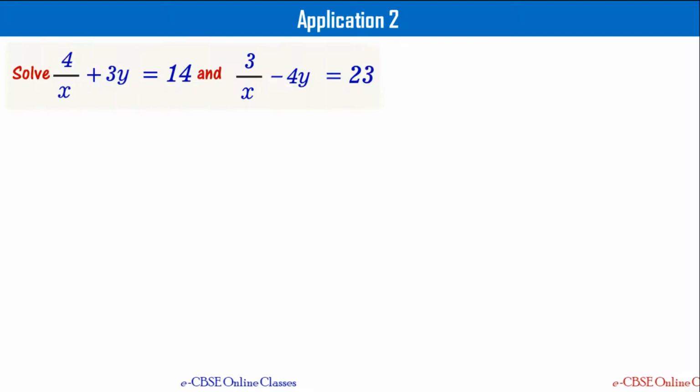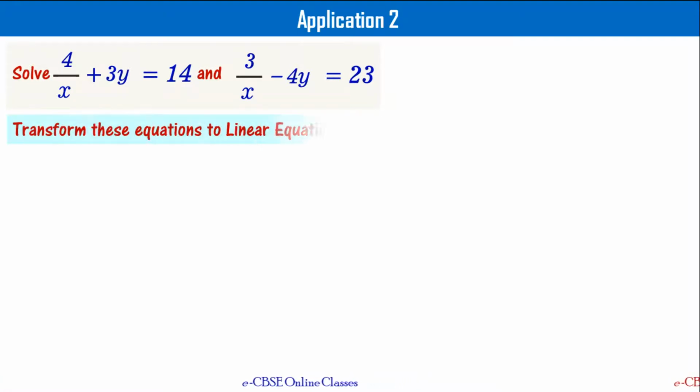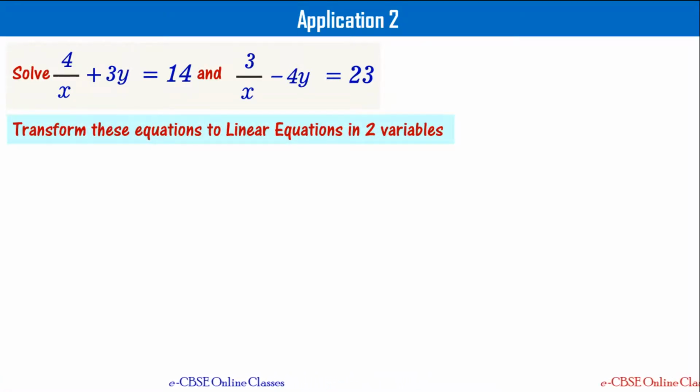Let's take a look at another application problem now based on this concept. Solve 4 by x plus 3y equal to 14 and 3 by x minus 4y equal to 23. If you observe, the powers of x are negative numbers, whereas the power of y in both the equations is a positive integer, that is equal to 1, right? So now let's transform these equations into linear equations in two variables.